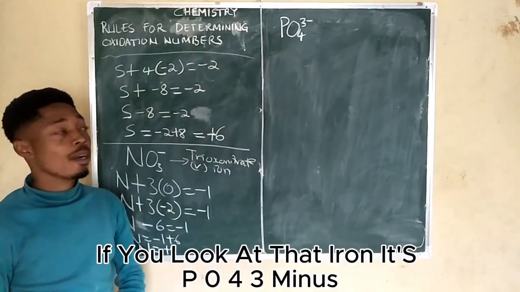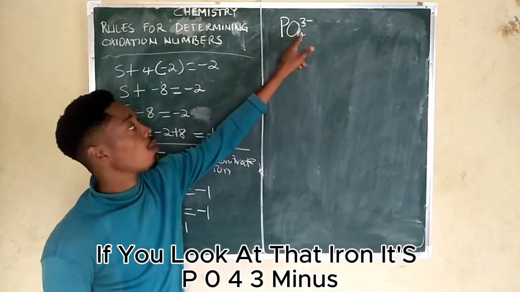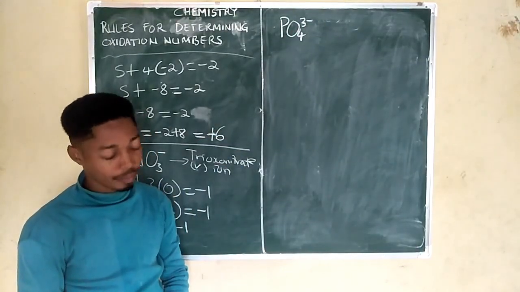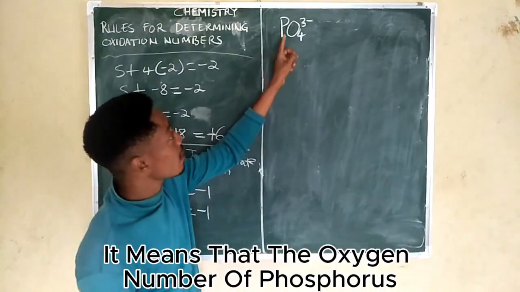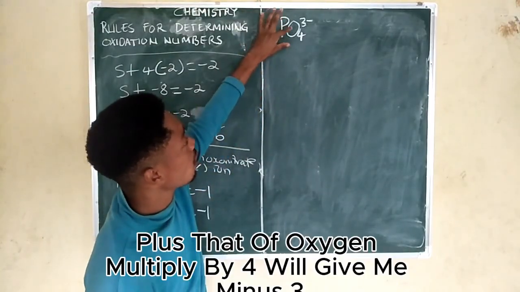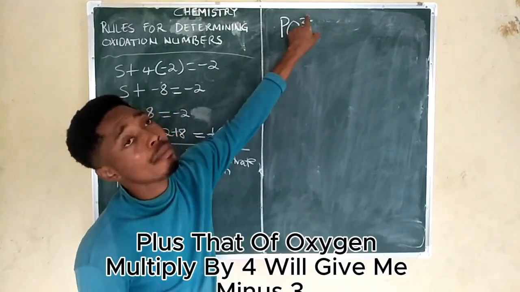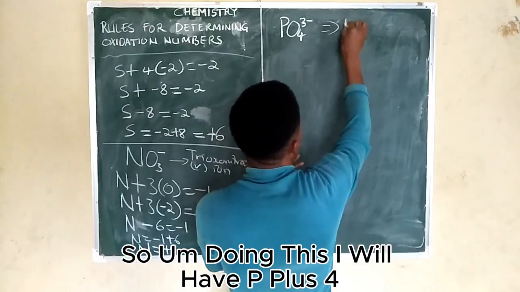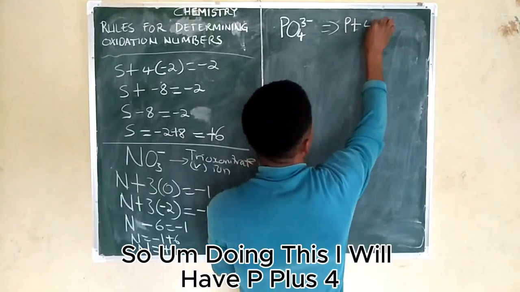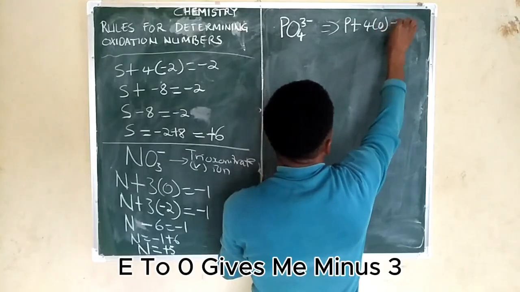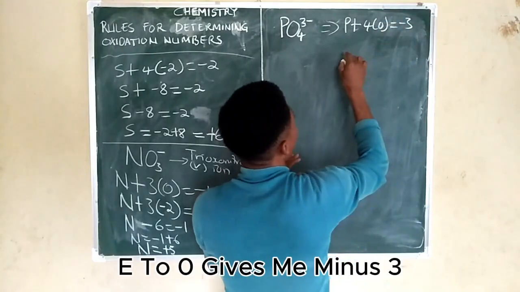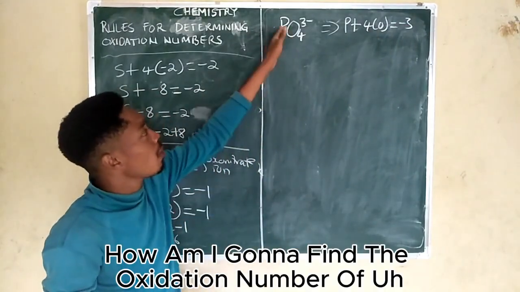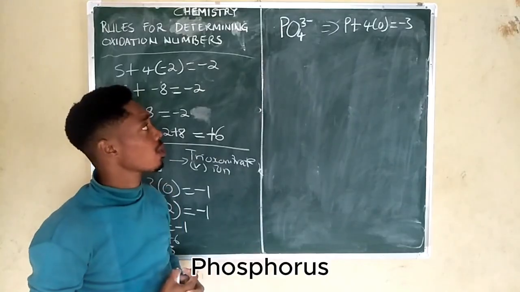If you look at that ion, it's PO4 3 minus. It means that the oxidation number of phosphorus plus that of oxygen multiplied by 4 will give me -3. So doing this, I will have P plus 4 into O gives me -3. I know the oxidation number of oxygen. How am I going to find the oxidation number of phosphorus?